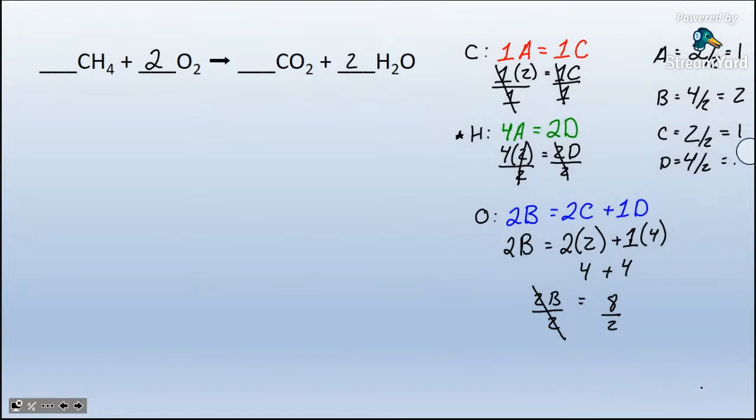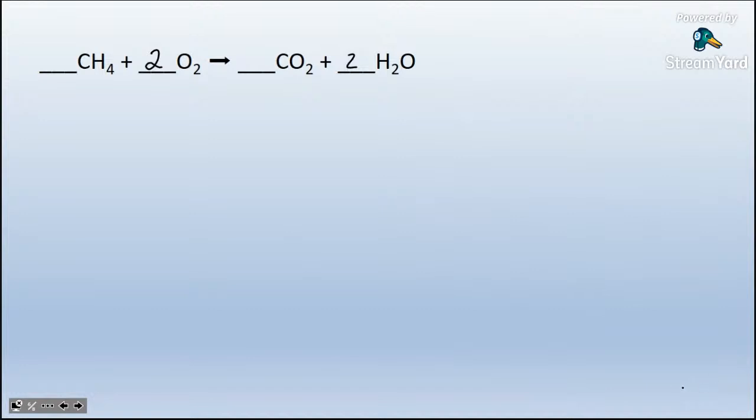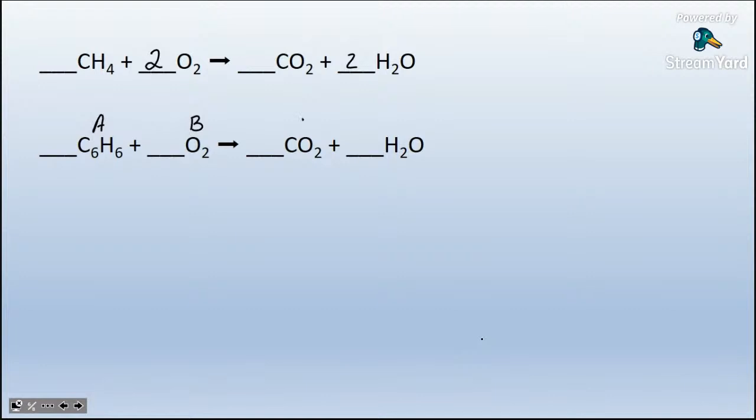So let's look at another of these. C6H6 plus O2 yields CO2 and H2O. So again, I'm going to label A, B, C, and D. Then I'm going to list my elements. Again, I have carbon, hydrogen, and oxygen. For carbon, there are 6 carbons in A, none in B. Arrow becomes an equal, and I have 1 carbon in C, none in D.